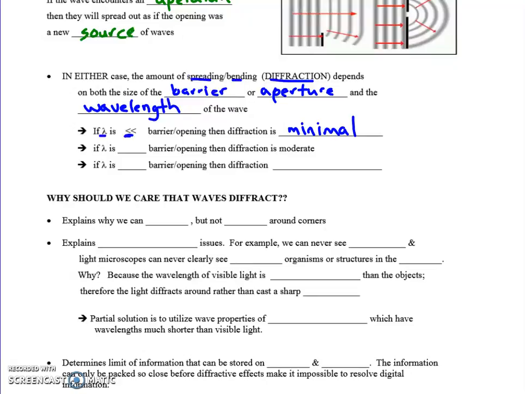If the wavelength is approximately the same order of magnitude as the barrier opening, and that's the case with sound, since sound waves have a much longer wavelength than light waves in general, then the diffraction is moderate. And the most important case I want to look at is if the wavelength is much greater than the barrier. In other words, you've got a huge wavelength compared to the barrier opening, the diffraction is significant. And we'll look at some examples in class.